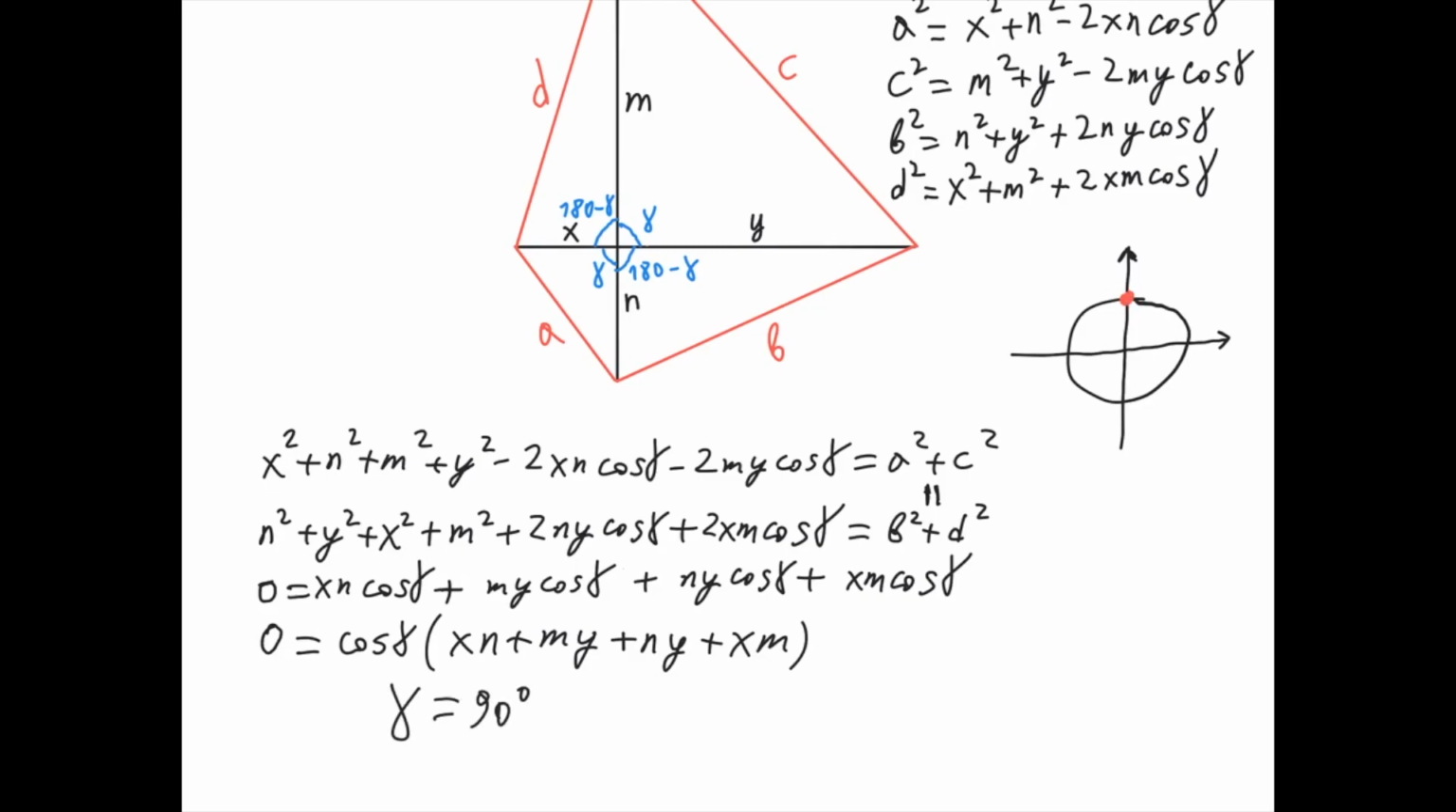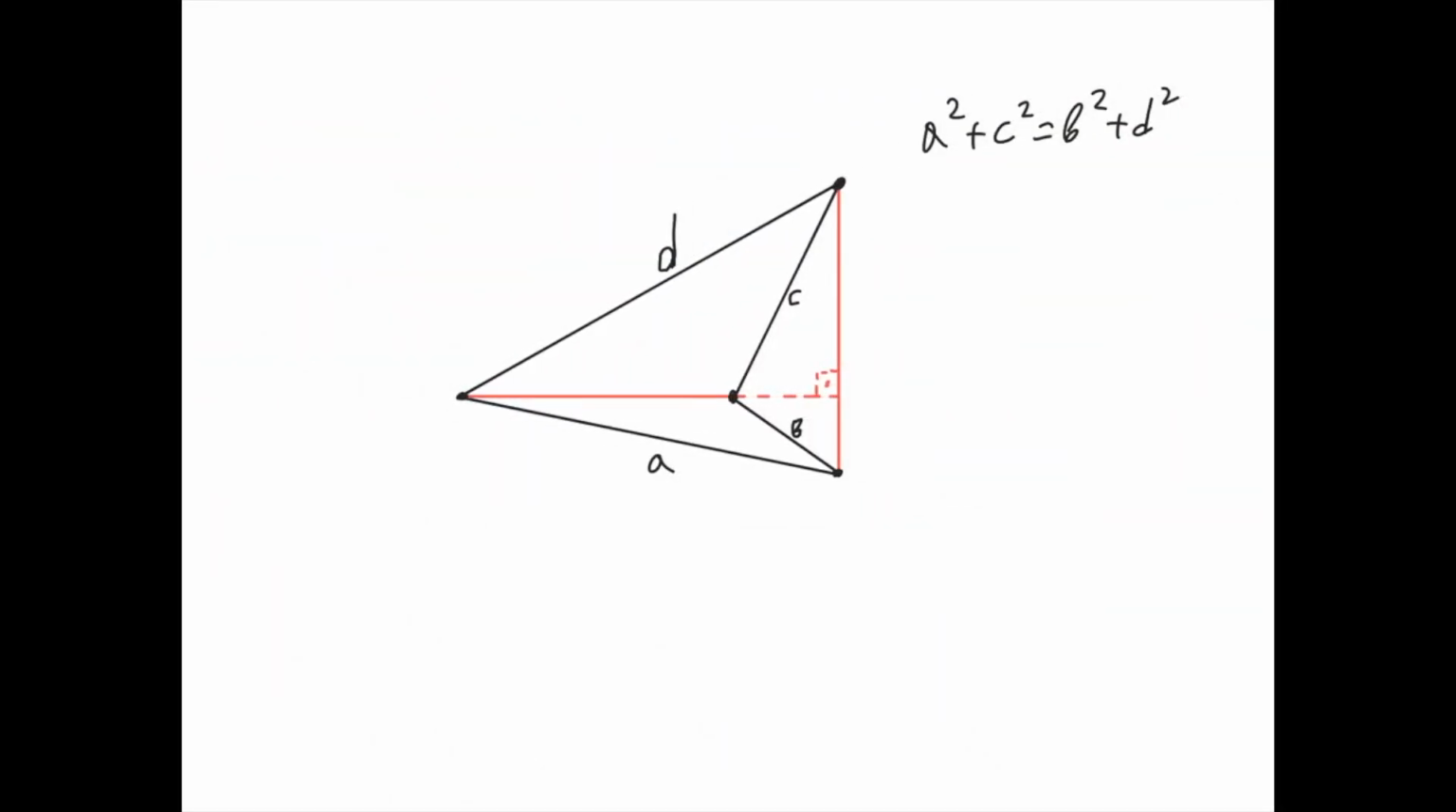And therefore, the condition a squared plus c squared equals b squared plus d squared is not only necessary, but sufficient for proving that this line and this line are perpendicular. Here's essentially the same thing, but applied to a concave quadrilateral instead of a convex quadrilateral.